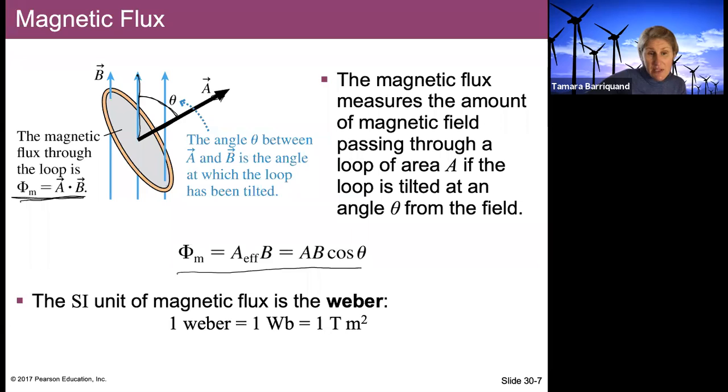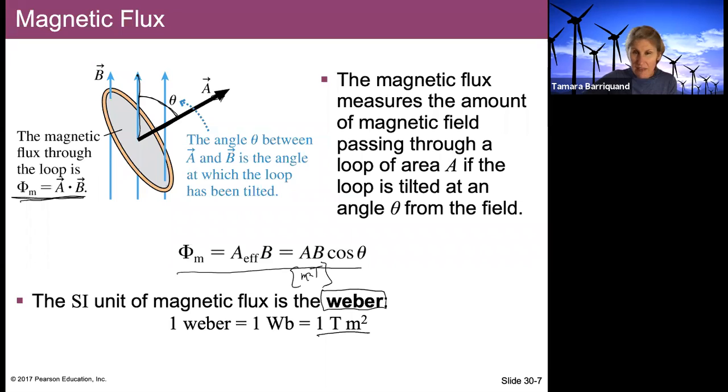Now the unit that we use for magnetic flux is called the Weber. Somebody else got a unit named for them here. And our Weber is equal to 1 Tesla meter squared. The magnitude of the magnetic field B will be in Teslas, and the magnitude of the area will be in meters squared. And so we end up with 1 Tesla meter squared for our Weber.